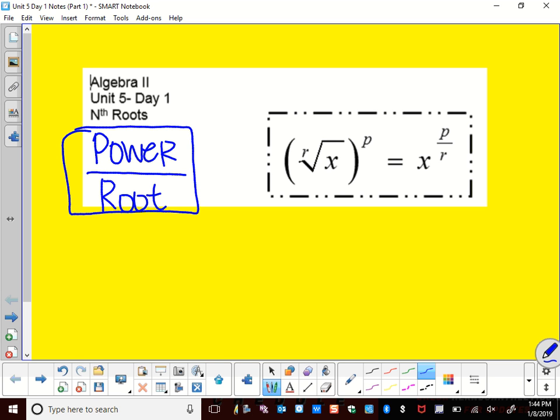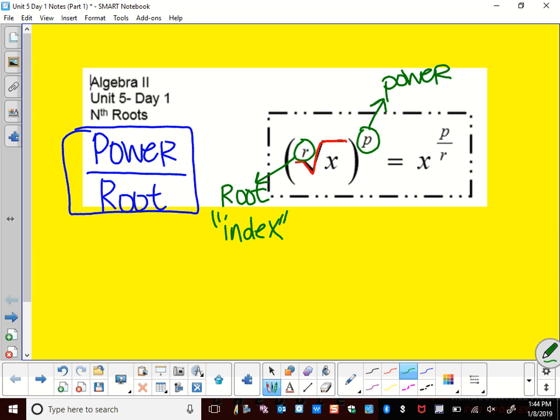In the dotted box beside it, you see how there's a radical sign, right? That's what this little guy is. This is called a radical. Underneath, I have my x. This p is my power. This r is my root. That root is also called the index. I will say that word a lot, so you have to be familiar with what the index is. Okay, so P over R. That's what's important.